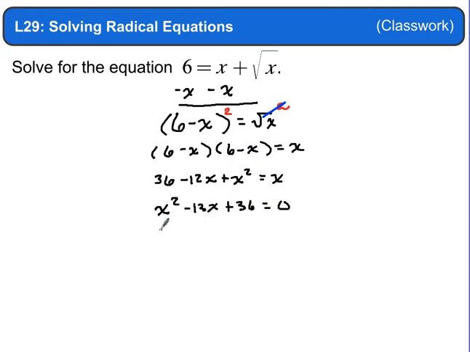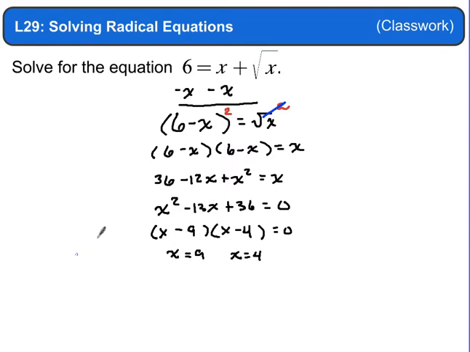If things work out well, this will factor. As such, we'll have an x here and an x here. We'll do a minus 9 and a minus 4. And then if we separate these out, that means x will equal 9 and x will equal 4. Remember, we need to check for extraneous solutions.